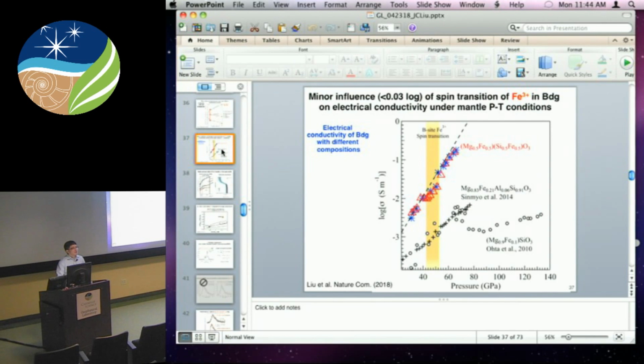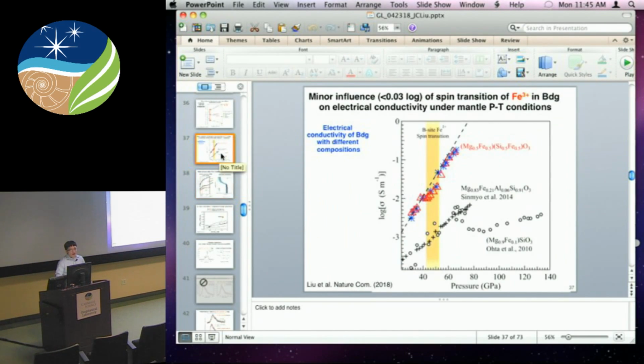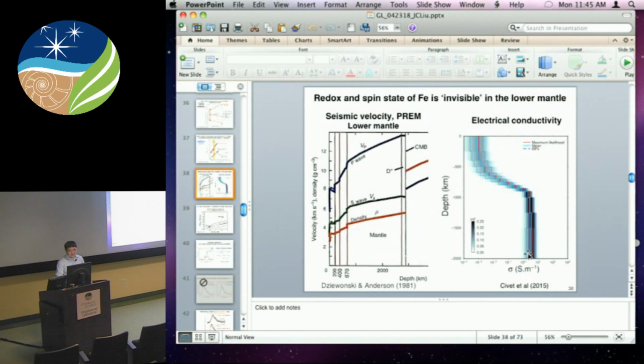Can I ask another question? I have another question about the electrical conductivity. You showed a pretty dramatic increase with pressure in your data, but then you said that it matched geophysical observations. I know you're talking about the lack of a signature of the spin transition. But does the trend from the top of the lower mantle to the bottom reconcile with geophysical observations? That's a really good question.